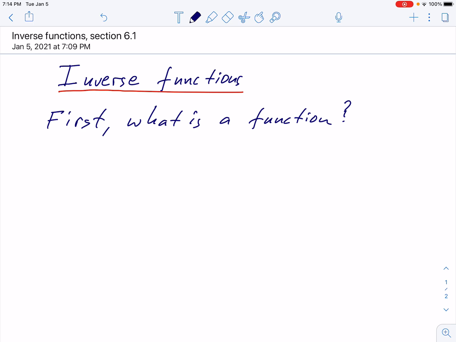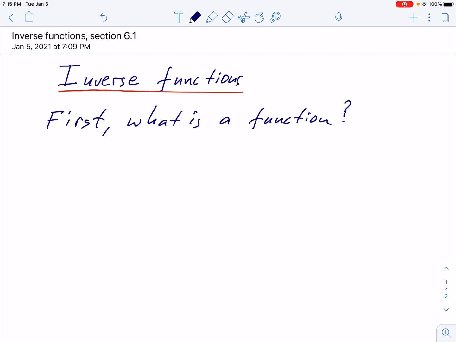Hello, we're going to talk about inverse functions. This is our first lecture in the spring semester. Before defining inverse functions, we have to make sure we understand what is a function.